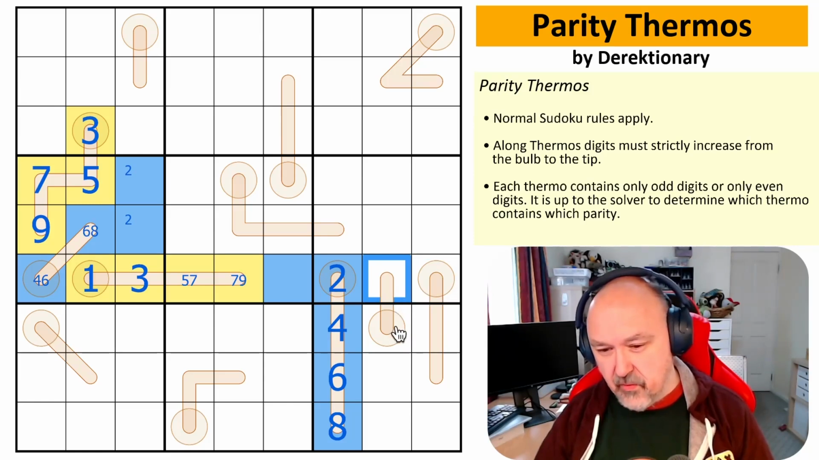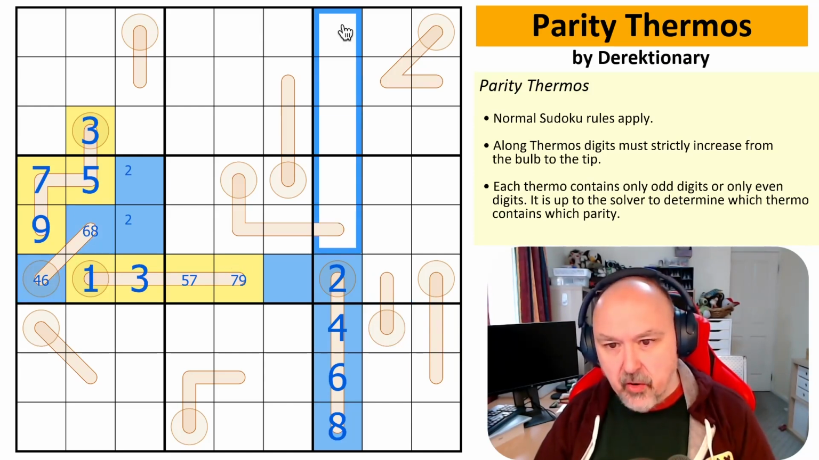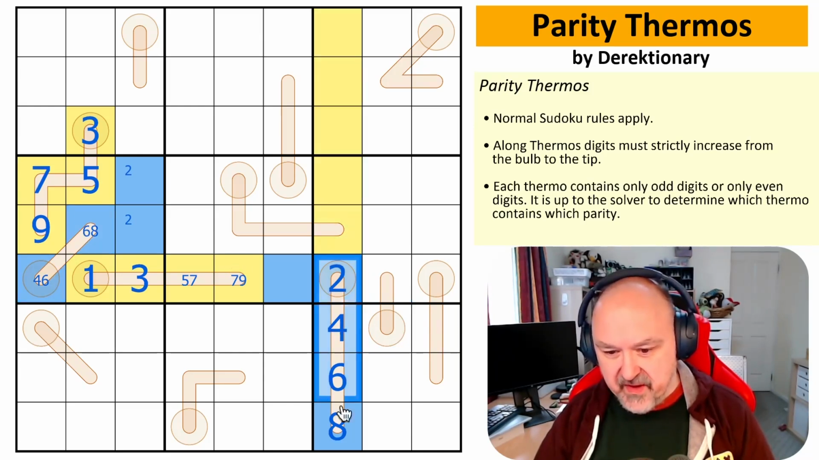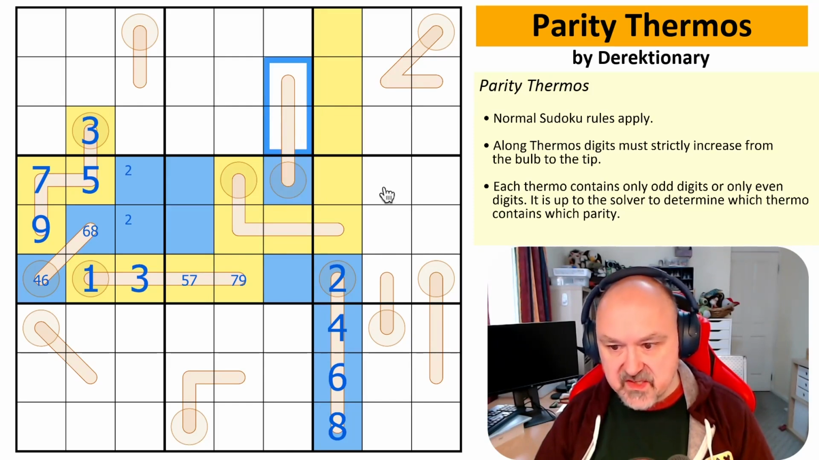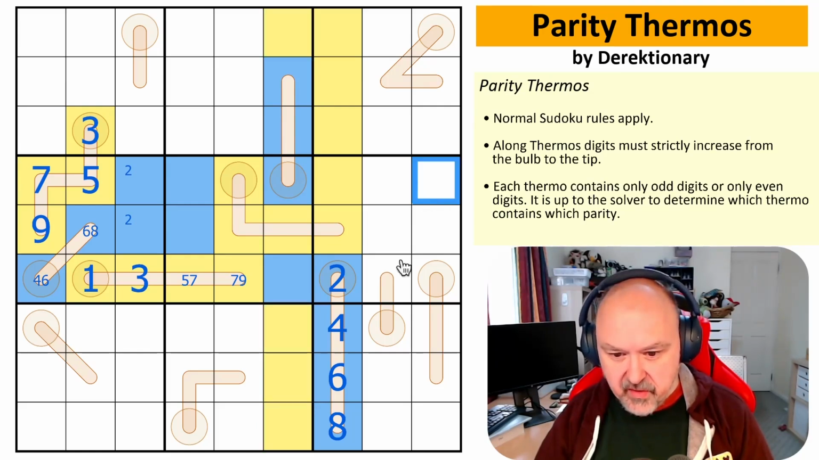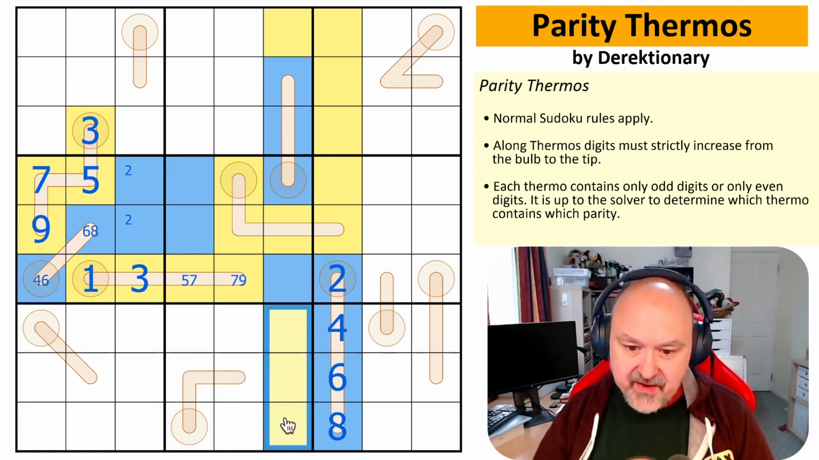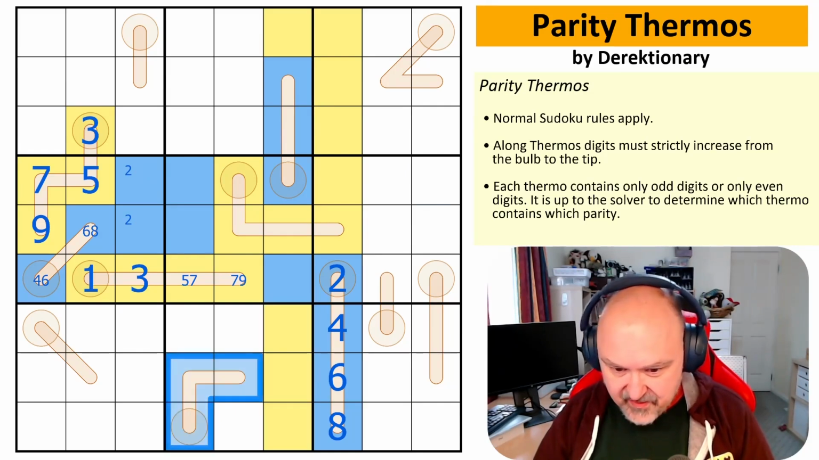This could be 4, and that could be 2, and that could be, yeah, these are all odd though, because I've now got all the evens, and if that is odd, these are all odd, and now I've got 5 odds in the box, these are all even, which makes these even. I've now got all four evens in the column, so those are odd. If these were odd, then I'd have 6 odds, so these are even.